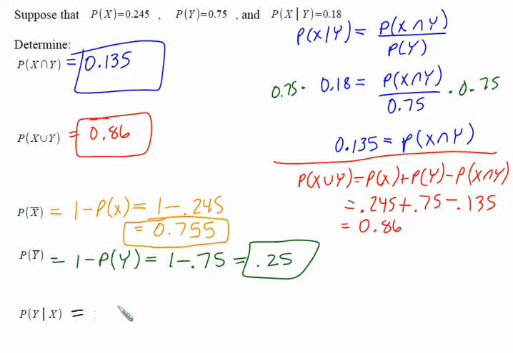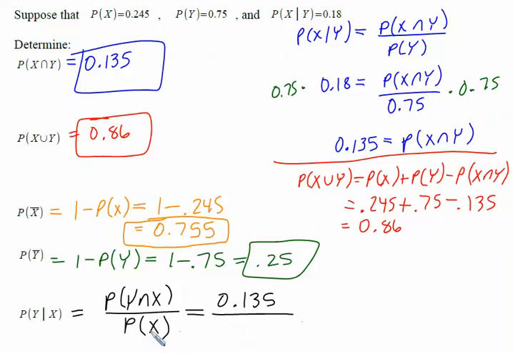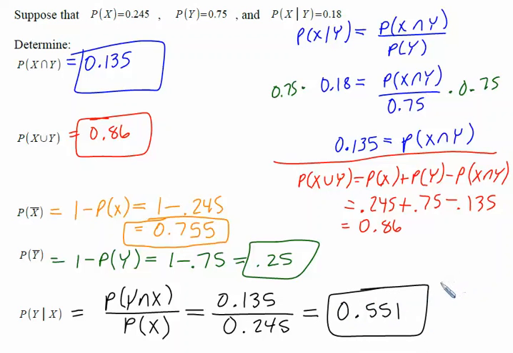And last but not least, the probability of y given x is the probability of y and x divided by the probability of x. Remember, we always divide by the given probability. The probability of y and x is the same as the probability of x and y. The order of those letters does not matter. So that'll be 0.135. The probability of x from up above is 0.245, and we divide those two numbers. 0.135 divided by 0.245 comes out to be 0.55102. At least 3 decimal places correctly rounded, we would go with 0.551.